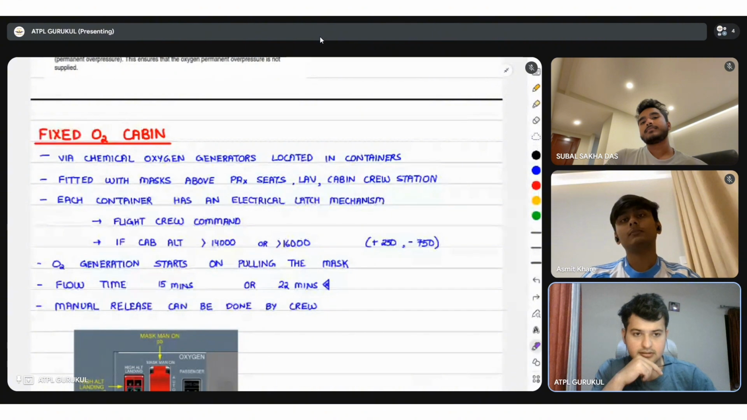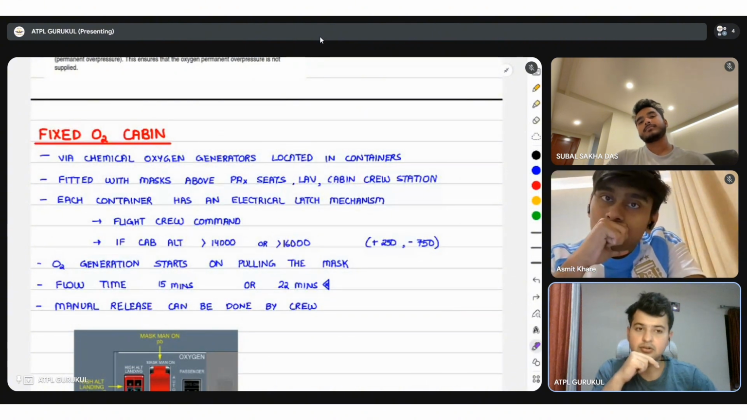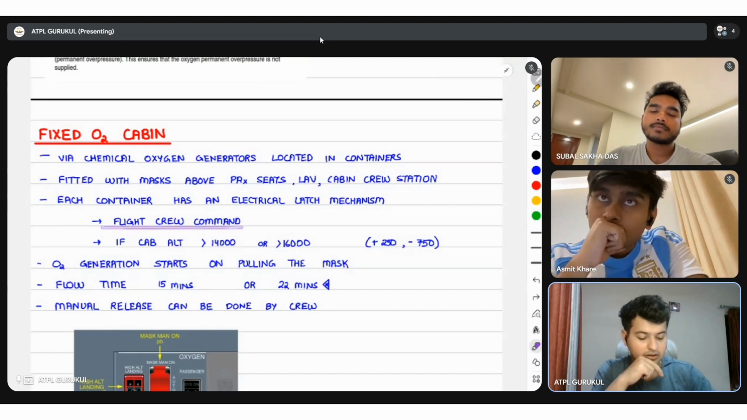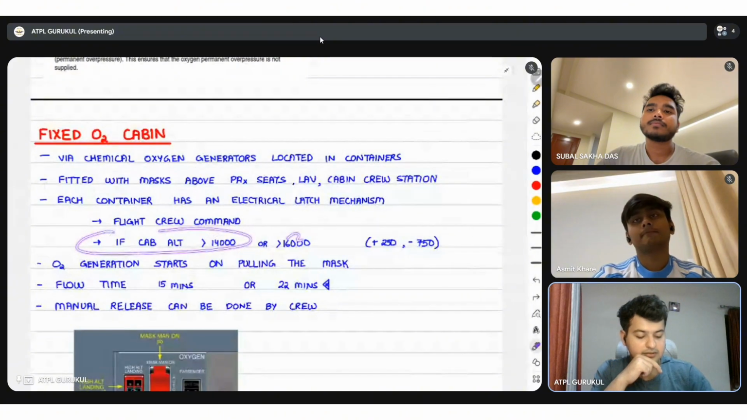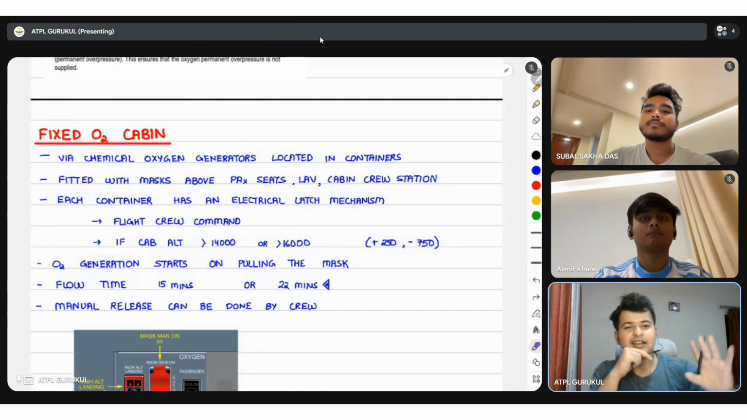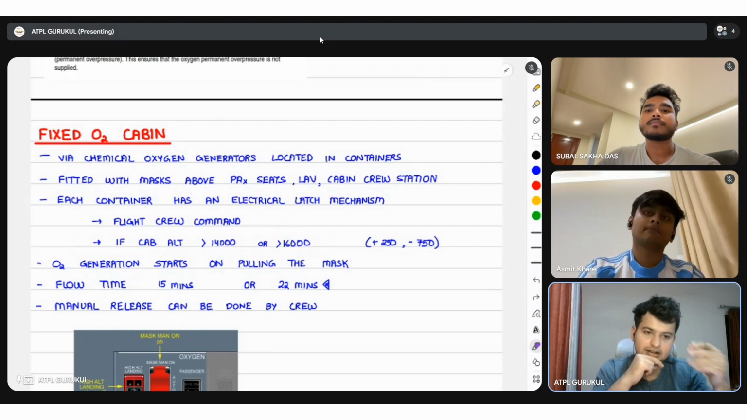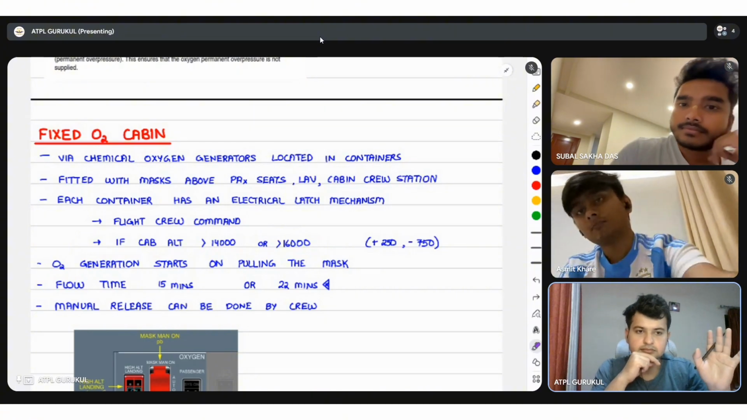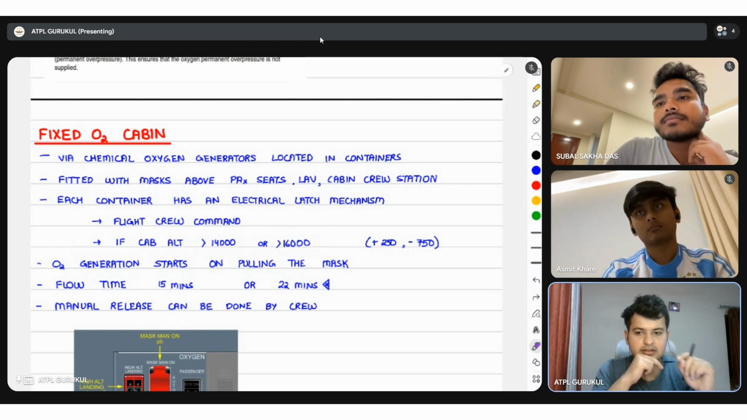The mask falls when the latch opens, but this is an electrically controlled latch. This can open on a flight crew command. This can also open if the cabin altitude is more than 14,000 feet, or more than 16,000 feet in a few aircraft. In a few aircraft where you're landing at a very high altitude, you have an exemption also. There is a button there with which you can exempt it.